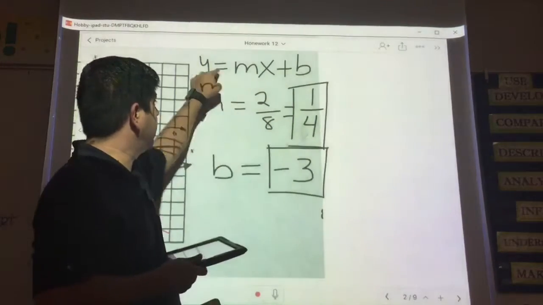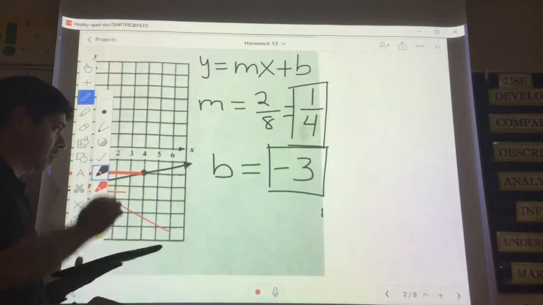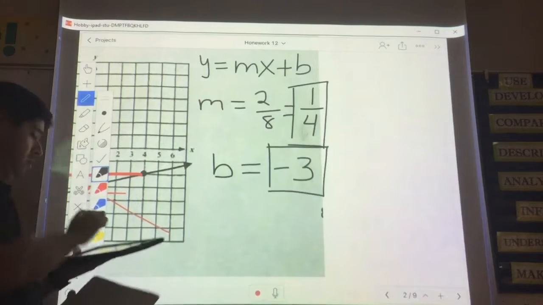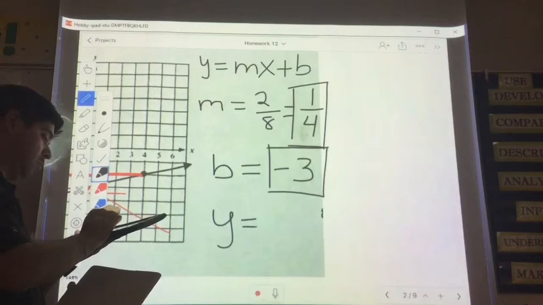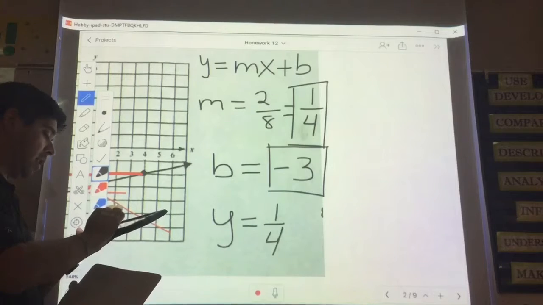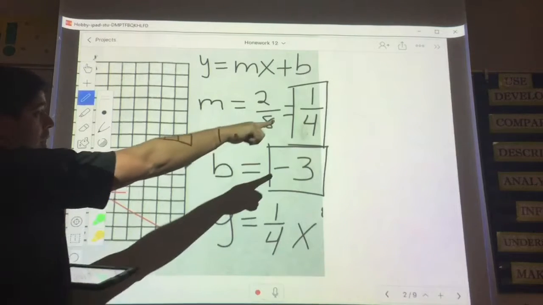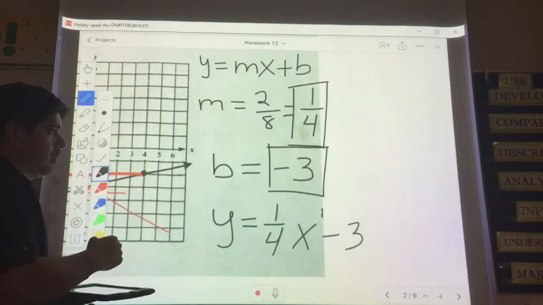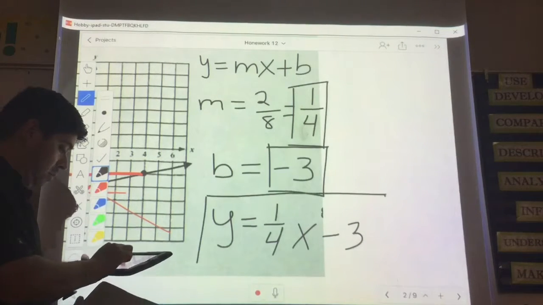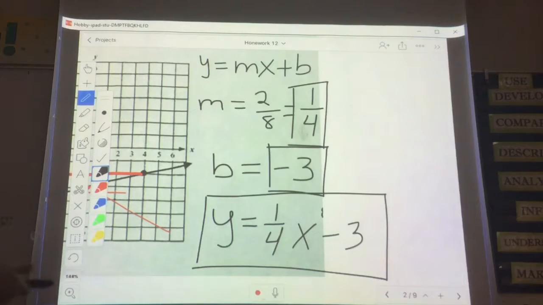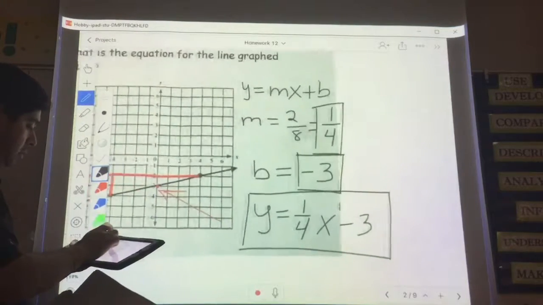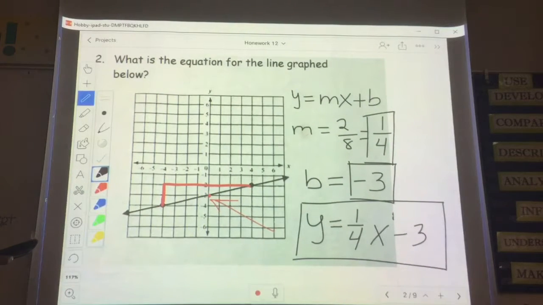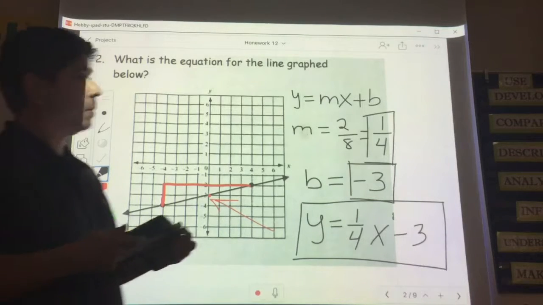So now I have these two things, I can make my y equals. You all did really good with this today. Once I have my m and my lowercase b, y equals 1/4 x, and now it's negative 3, so I'm going to put minus 3. Okay, so let me zoom out. There we go. Slope and y-intercepts.